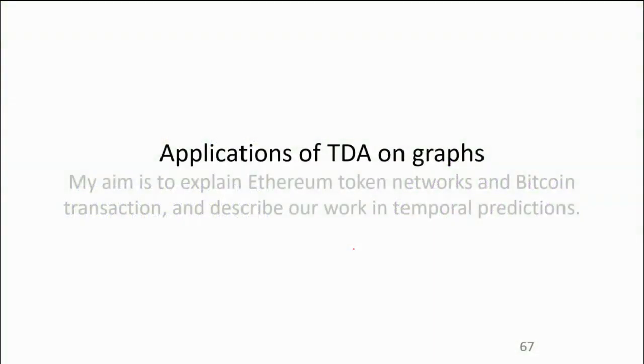Now that we have covered TDA on graphs with edge activations and node activations, we are ready to go to the applications of TDA on graphs. I have 2 articles to present here. The first one is a work on Ethereum token networks, and the second one is on the Bitcoin transaction network. So these are 2 different network types.